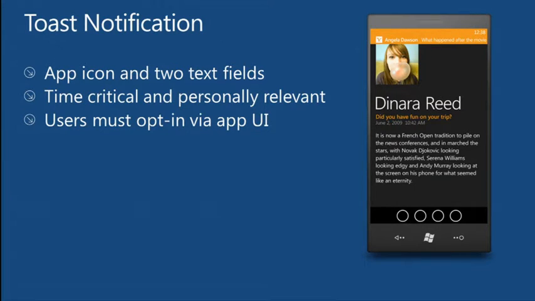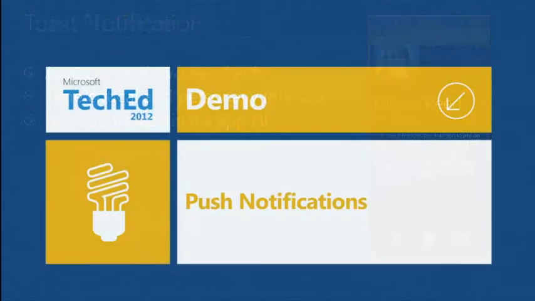These are to be used for something that is time critical and personally relevant. That's what we would suggest that you use. The end user has to be able to opt out. Again, it's a very intrusive thing to do to the end user to pop up this window and kind of say, hey, look at me. It can be annoying to the end user, and if you do too many of them, it might trigger them to uninstall your app. So be careful, and definitely make sure that you allow them to opt in, and to opt out later if they choose to turn that off.